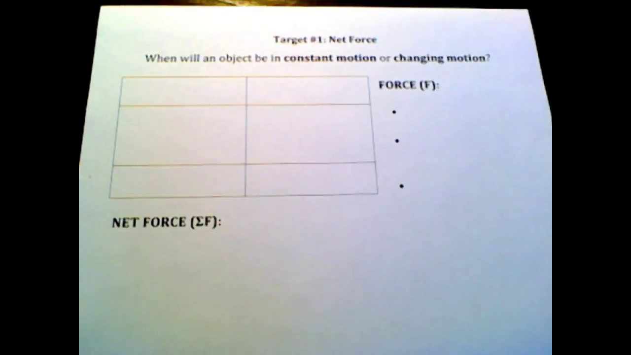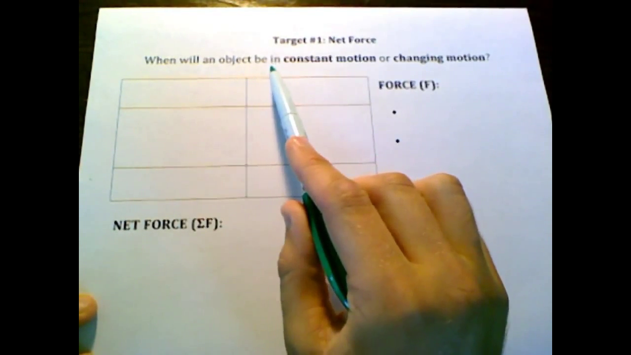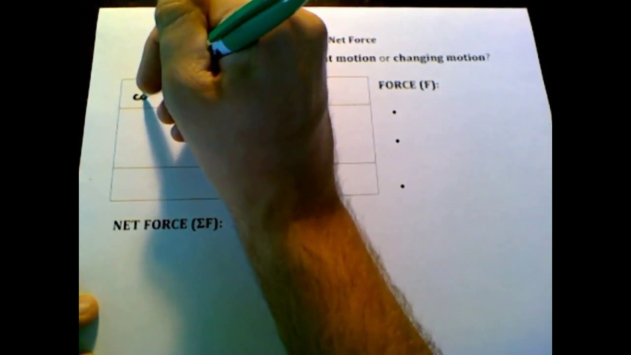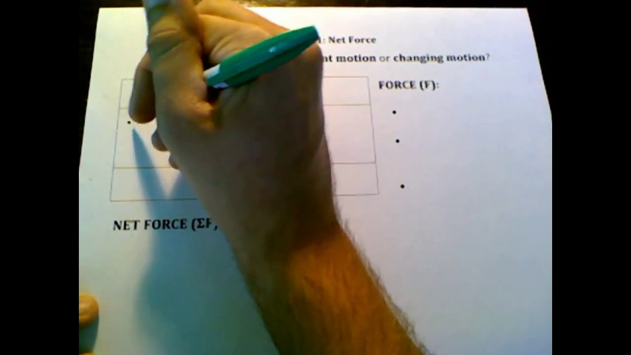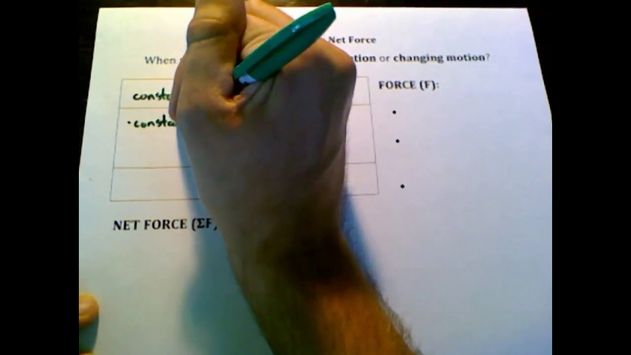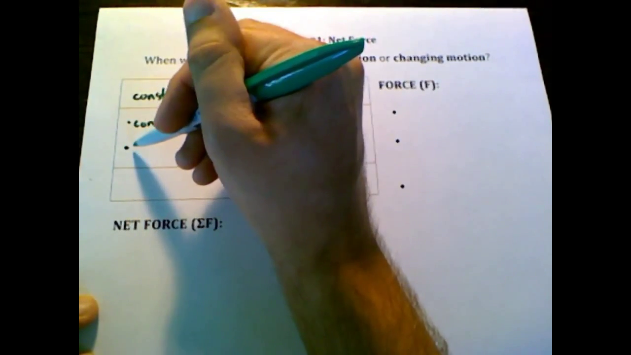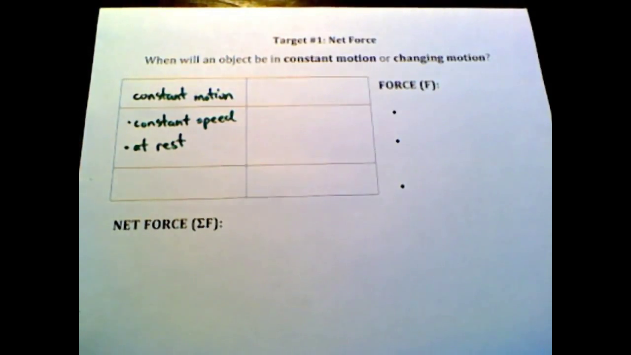All right, so a good way to understand the idea of net force is to look at the question, when will an object be in constant motion or when will it be in changing motion? So let's look into these a little bit more. Constant motion is when our object is moving at, let's say, a constant speed. It could also be at rest. And really, at rest is a constant speed.